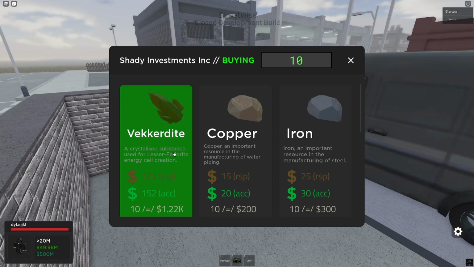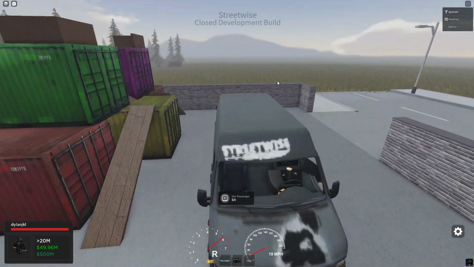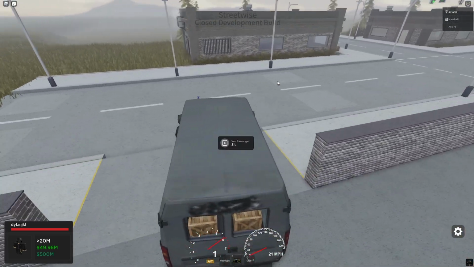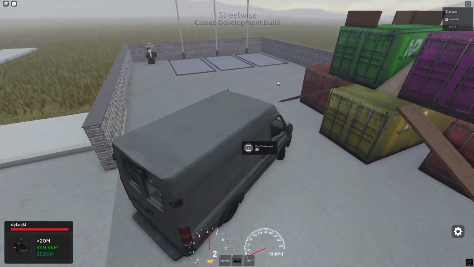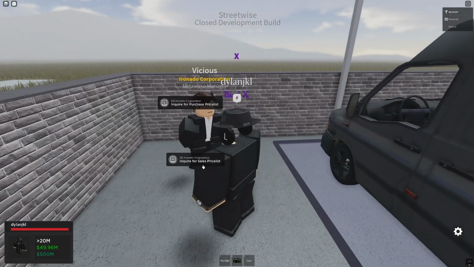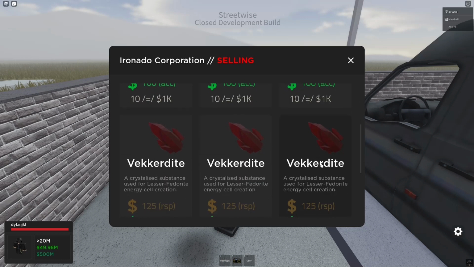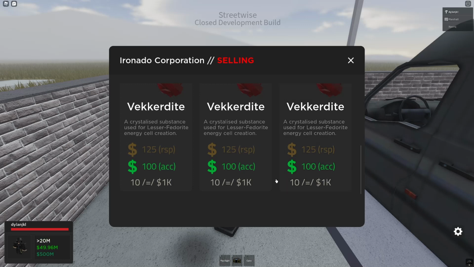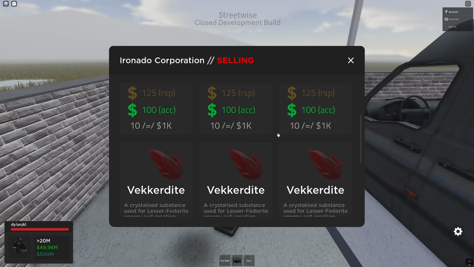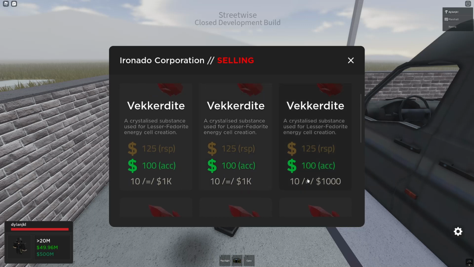So if we just buy up a bunch of PRED, for example, and then drive over to the temporary place that we have, always make sure you drive into one of the bays or it won't work. We can now sell here, and you'll notice the price at this place is different to the price at the other one. If we were to be selling here, we'd be selling at a loss because we just bought all of that PRED for something like 1.22k.